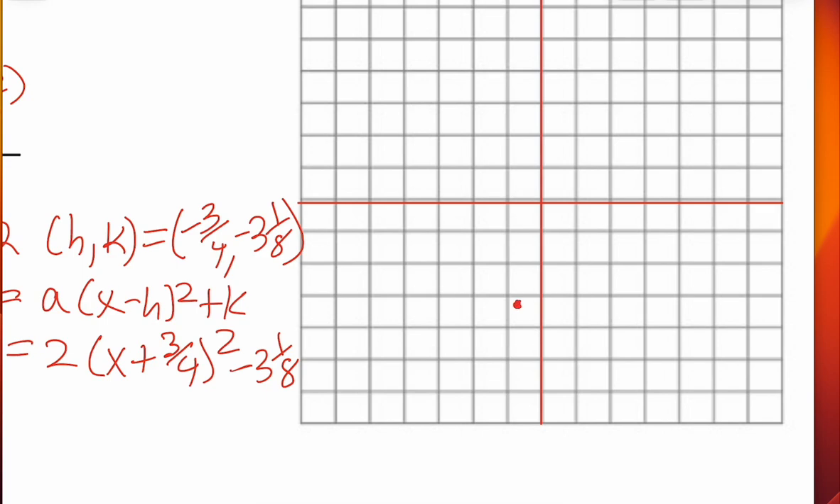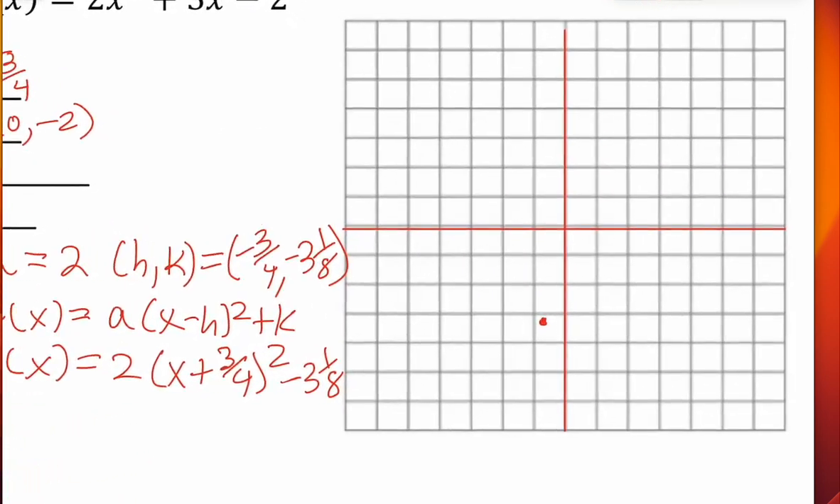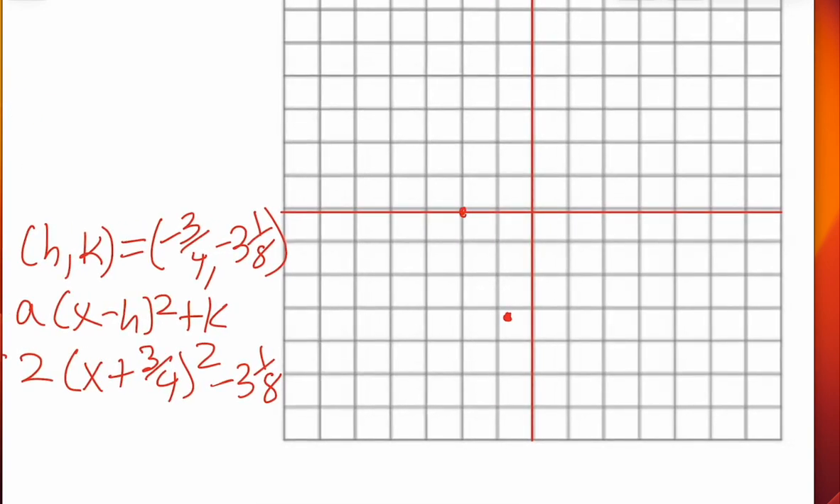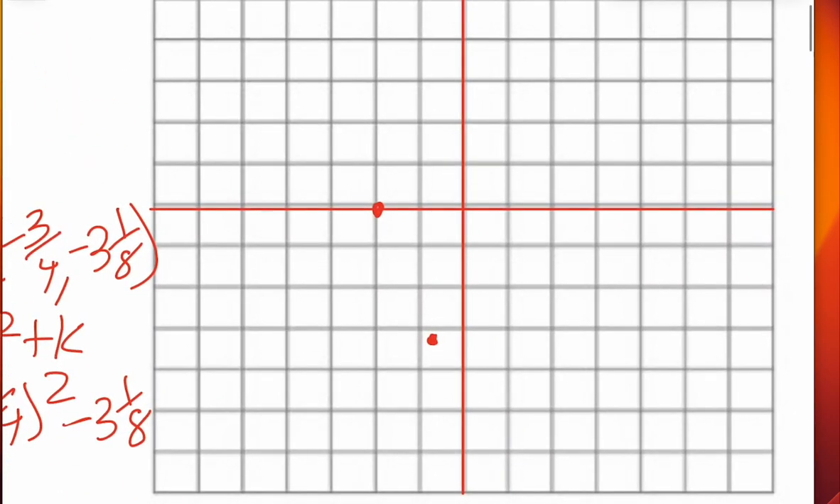So just guesstimate. Now here's how you can tell if you got the vertex right. We had x-intercepts at 1/2 and negative 2. So if you put one at negative 2 and you put one at 1/2, when you put those on, do you see how our vertex is smack dab in the middle of them? That's how you can tell that you got all those things right, because that won't happen just by chance.